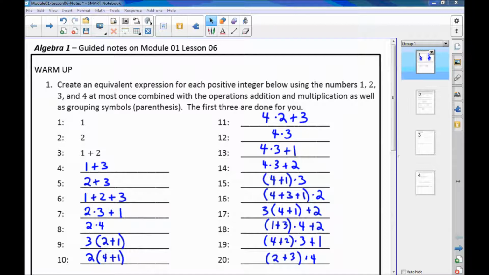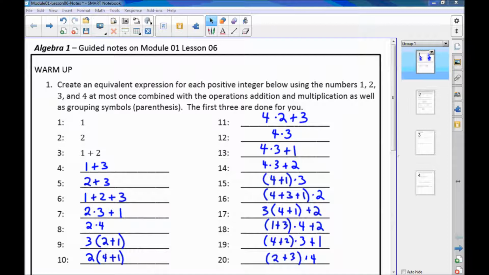All right, so we're starting in on Lesson 6, and you had a warm-up here for Lesson 6. In class, we were to create equivalent expressions for each of the positive integers below. So for instance, we could do 2 and just plain 2, or 3 could have been 1 plus 2, and so forth. Now we were only allowed to use those numbers 1, 2, 3, 4 at most once. So at most once means we didn't have to use them at all, but we could only use them one time. And we were allowed the operators of addition and multiplication as well as grouping symbols in parentheses.